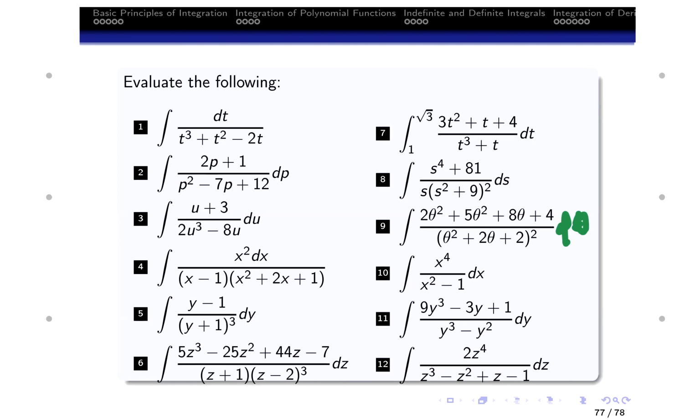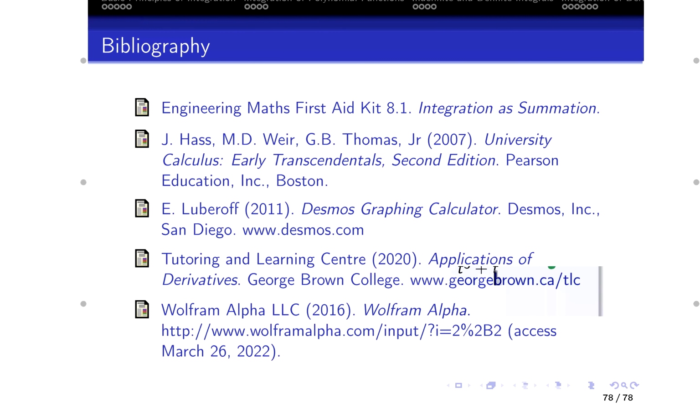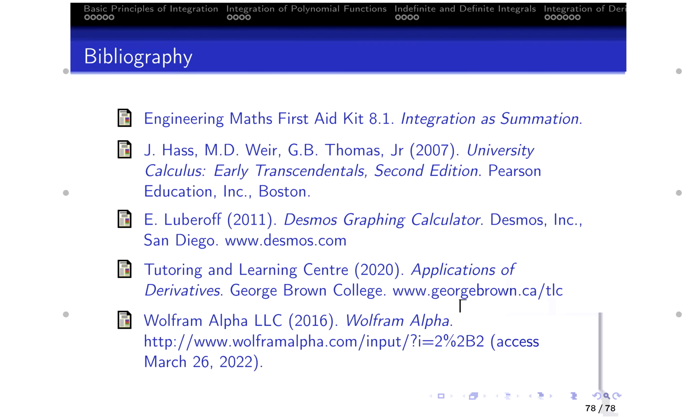So that's all about that. And if you need some material that can help you, please check out the Engineering Maths first aid kit. You can use this. So look at the questions again and try your hands on them. They are very useful for you.